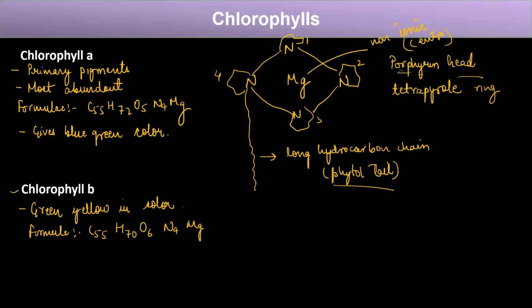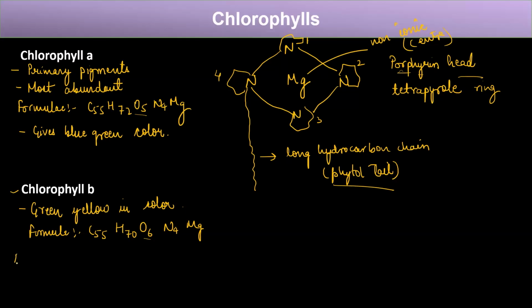Okay. Now, what is the difference between chlorophyll A and chlorophyll B? Just by looking at the formula, we can see that in chlorophyll A we have 5 oxygen, right? While in chlorophyll B, we have 6 oxygen. Now, the question is, what group actually constitutes this difference?